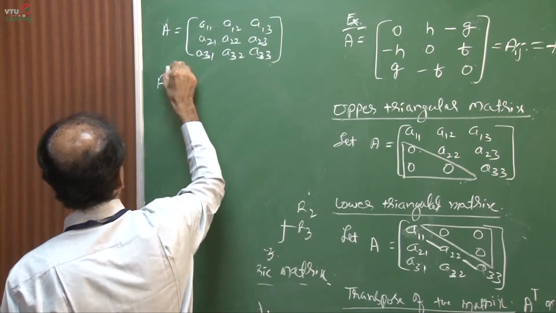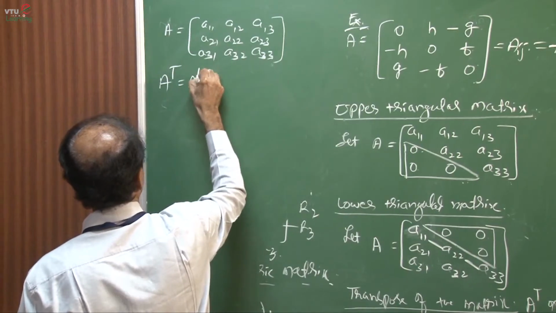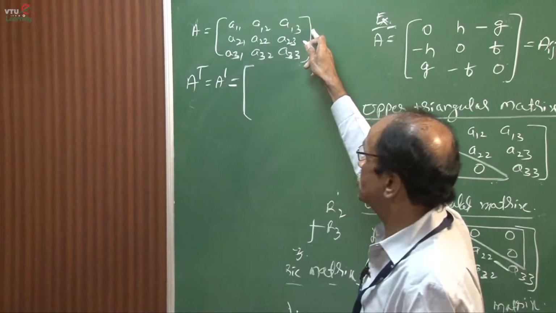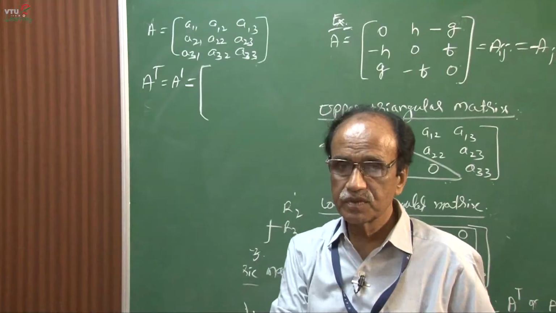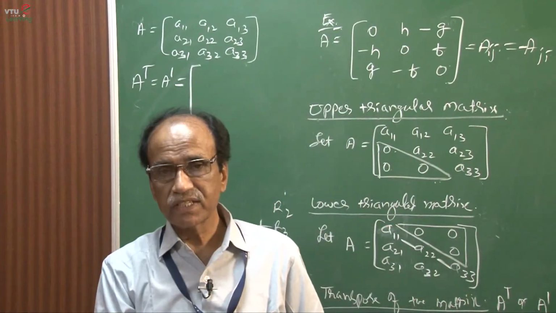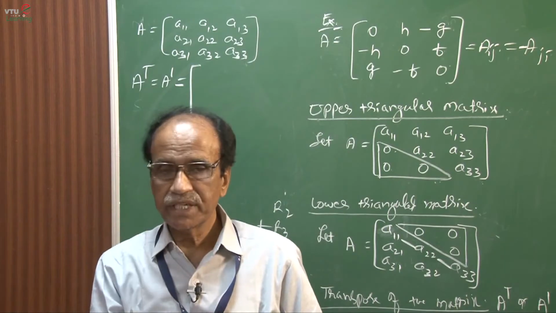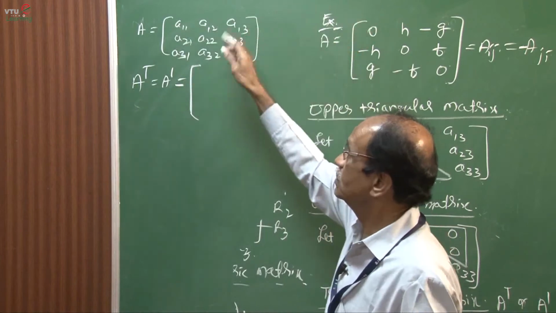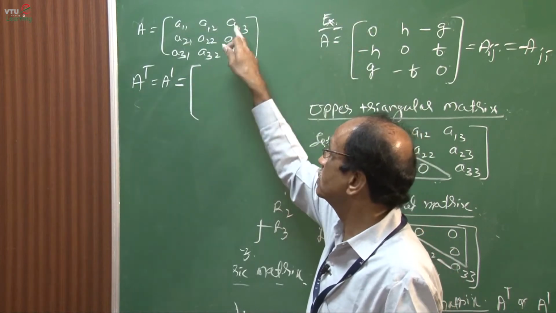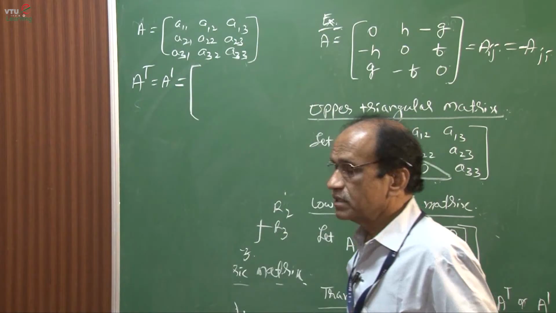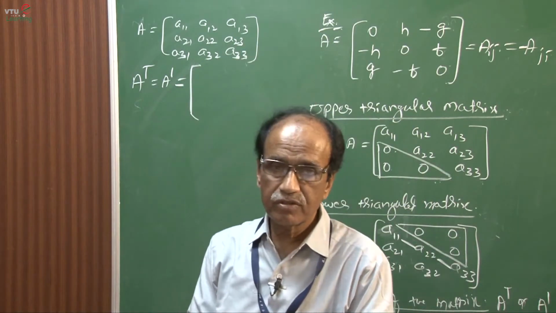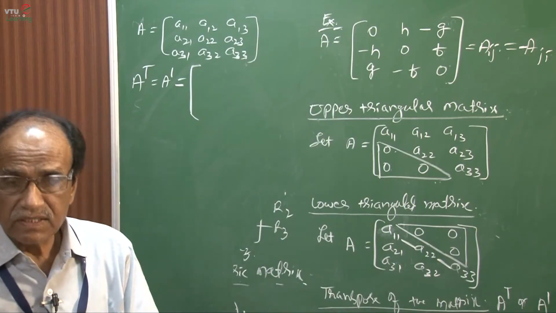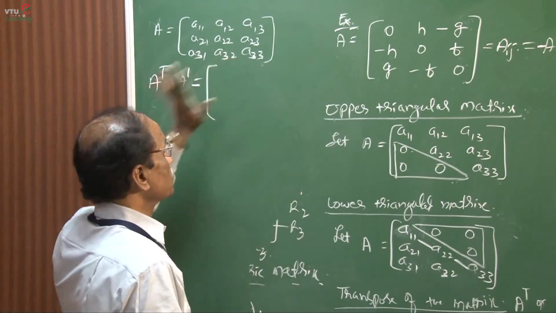So A transpose is equal to A dash, any one symbol you can write. The first row will be written as the first column, the second row will be taken as the second column, and the third row will be taken as the third column. Otherwise, the first column will be written as the first row, the second column as the second row, and the third column as the third row. Interchange of rows and columns with the same elements inside the matrix is called the transpose of the matrix.